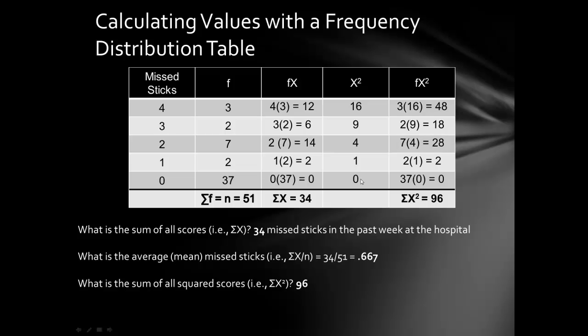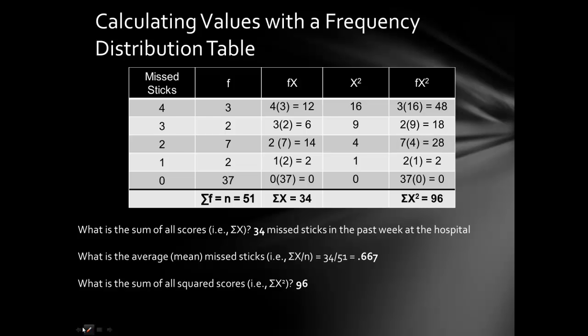But just like before, where we needed to find the sum of x, you have to take the frequencies into account. You can't just add these up and say, oh, well, the sum of all the squared scores is 16 plus 9 plus 4 plus 1. Again, you have to take the frequencies into account. So you'll create a new column where you take each frequency multiplied by each squared score across the board. So 3 times 16, 2 times 9, 7 times 4, all the way down. And then you'll add those values together to get the sum of squared scores.